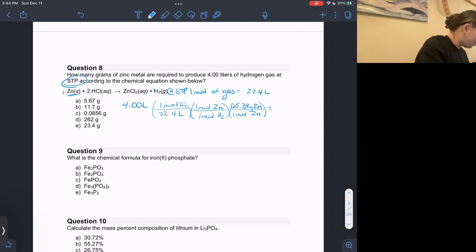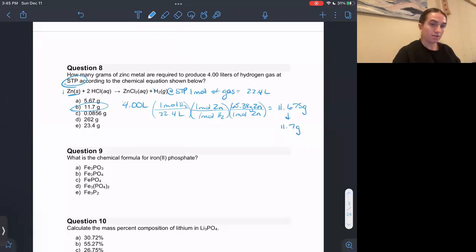Alrighty, so I have 4 times 65.38 going across and then divide by 22.4. Okay, so I'm left with 11.675 grams. Is that an answer choice? Okay, so I see 11.5 grams or 11.7. Yeah, if we round this, it would be 11.7 grams of zinc. And I feel good about that. So I'm going to say B for this one.